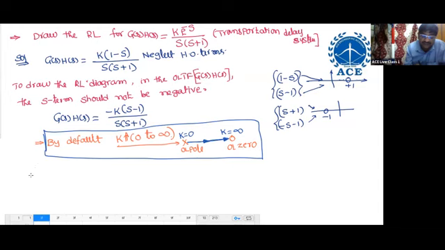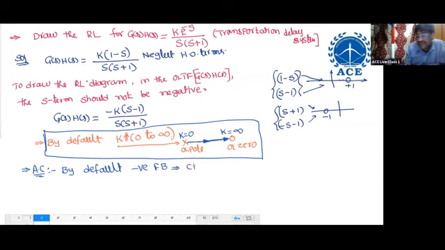This is the first. Next, the second one. What do you have to draw? Either the direct root locus or the inverse root locus. For that, you have to verify the angle condition. First write the characteristic equation. By default, negative feedback only. Never consider positive feedback.